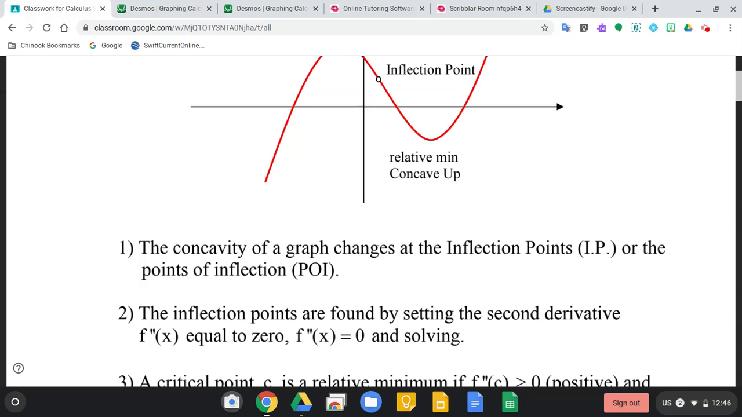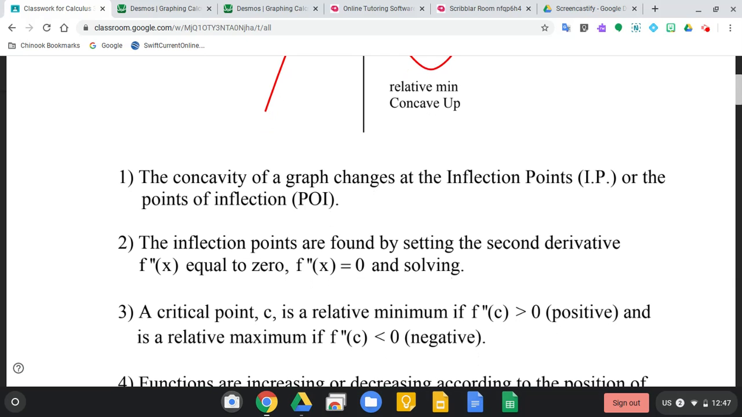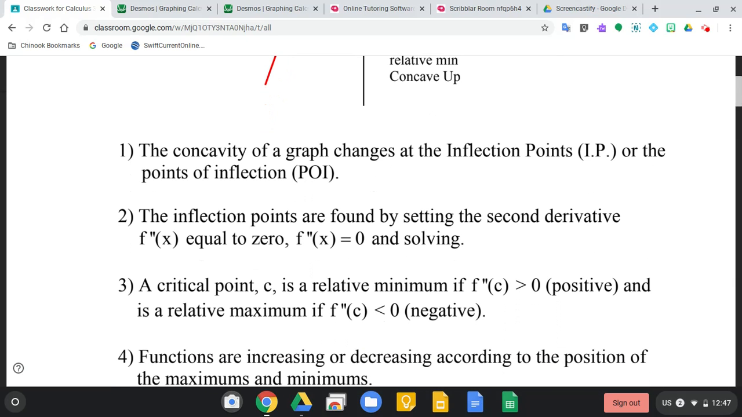How do we find inflection points? Well, this is where it's important that we understand the second derivative. Inflection points are found by taking the second derivative, f double prime of x, setting it equal to 0, and solving. Now, the second derivative also gives us another handy test.